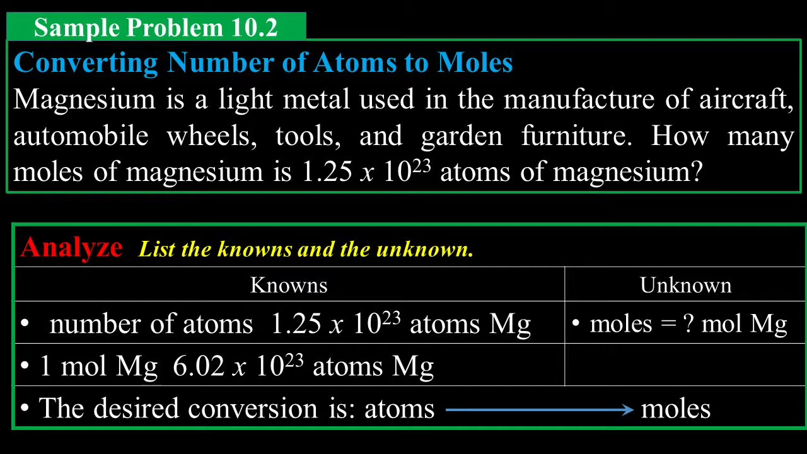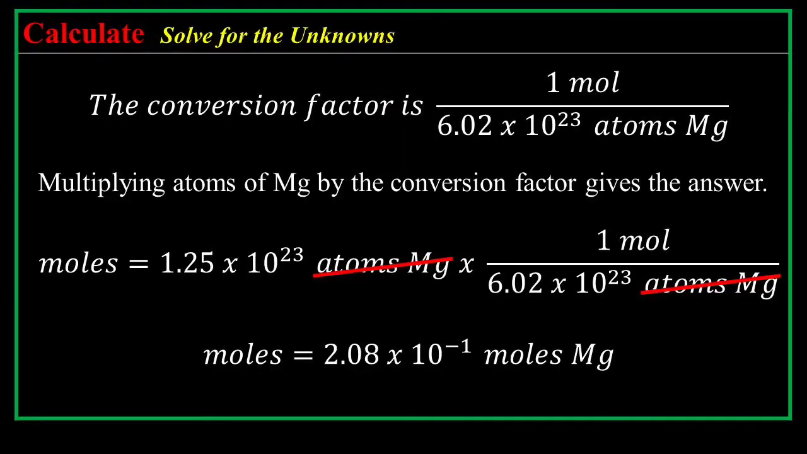Magnesium is a light metal used in the manufacture of aircraft, automobile wheels, tools, and garden furniture. How many moles of magnesium is 1.25 times 10 to the 23rd atoms of magnesium? So what do we know? We know the number of atoms, 1.25 times 10 to the 23rd. We know a mole of magnesium is 6.02 times 10 to the 23rd. We have the desired conversion, and we want to know the number of moles of magnesium.